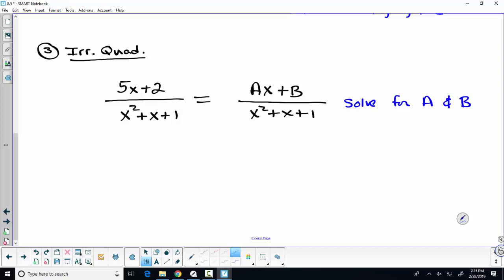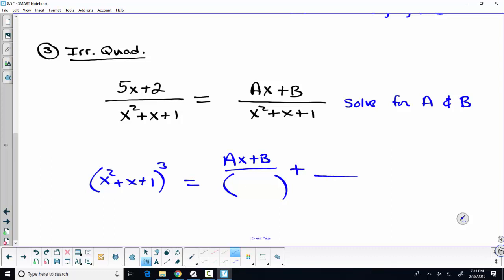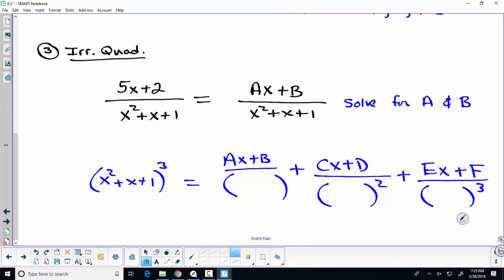The repeated irreducible quadratics would follow the same pattern. If we had x squared plus x plus 1 to the third, then we would break that up as the irreducible quadratic over ax plus b, plus the irreducible quadratic to the next power over cx plus d, plus the irreducible quadratic to its final power over ex plus f. Then we would have to solve for a, b, c, d, e, and f. Hooray. But we don't see the repeated irreducible quadratics.